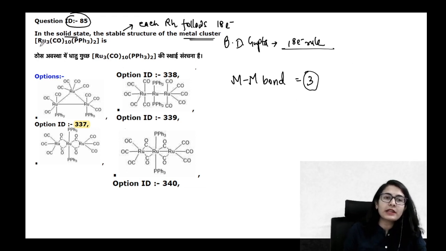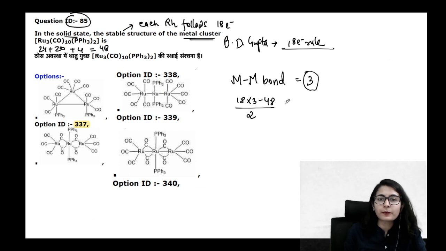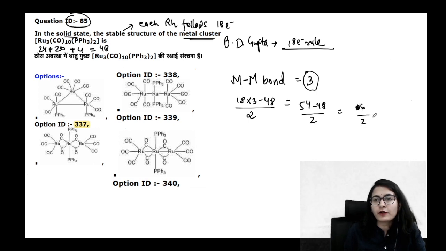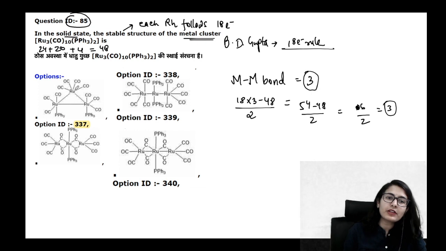So ruthenium has how many electrons? It has 8 electrons. So 8 into 3 is 24, plus 2 into 10 is 20, plus phosphine gives 2 electrons, so 2 into 2 is 4. So 24 plus 24 is 48. Alright, so 18 into 3 minus 48, whole divided by 2. 54 minus 48 divided by 2, that gives you 6 divided by 2, which is equal to 3. So you are having 3 metal-metal bonds, and just by that you confirm that this is the correct structure.